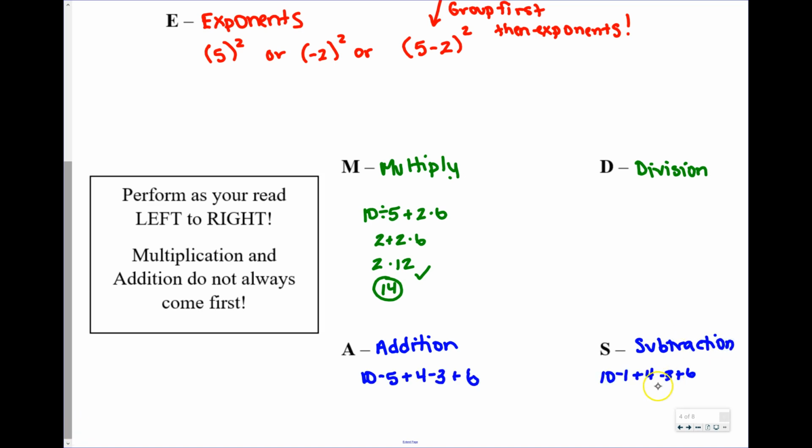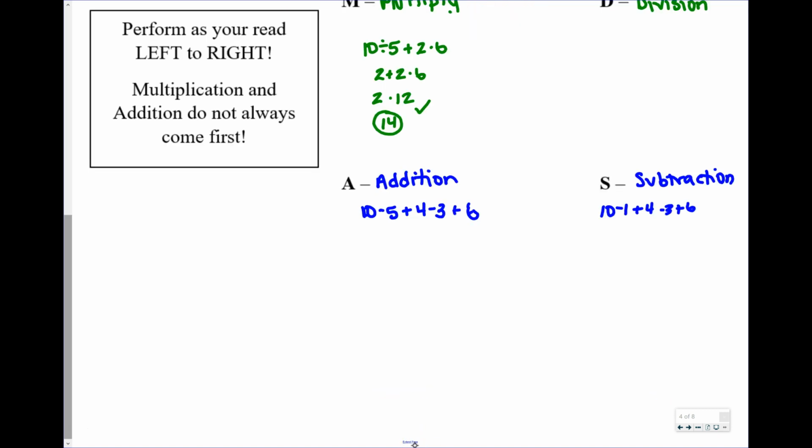I've got two problems here that are identical, and if I don't read left to right, I'm going to get two different answers. So if I just decide to do all the addition first, so let's do that. I've got 10, negative 5 plus 4 gives me negative 1. Now I'll do the addition here, so that's a plus. So I've got 10 minus 1, and then negative 3 plus 6 gives me a positive 3. Now I'll do negative 1 plus 3 to give me positive 2, and I get 12 here. That's just me doing all the addition first.